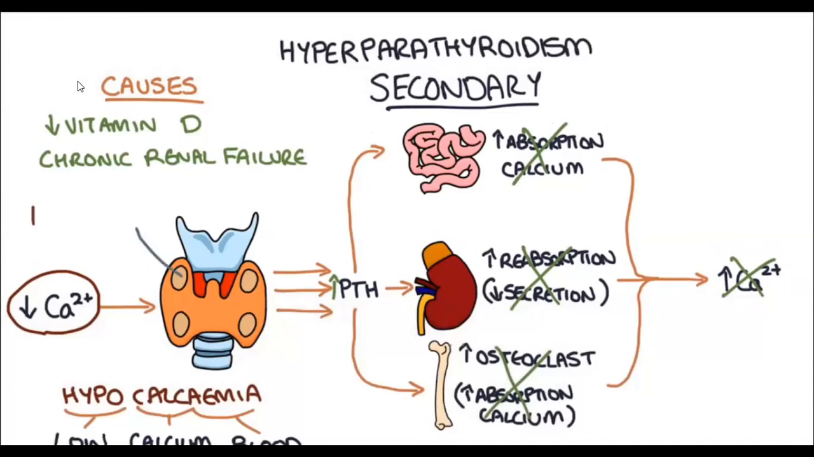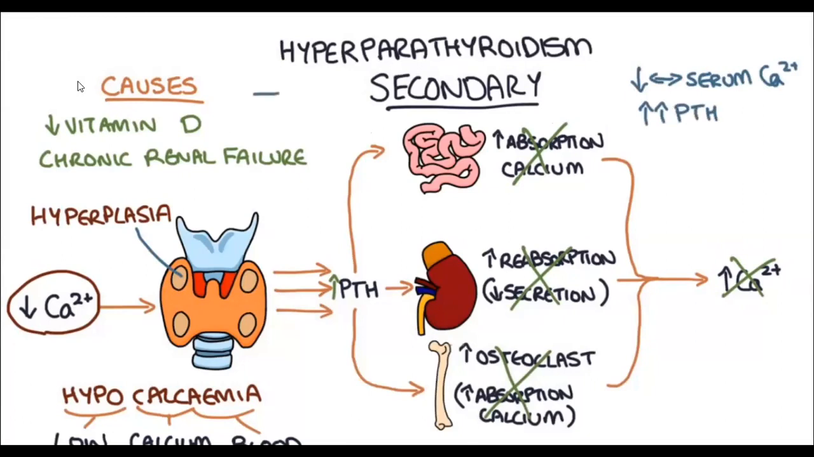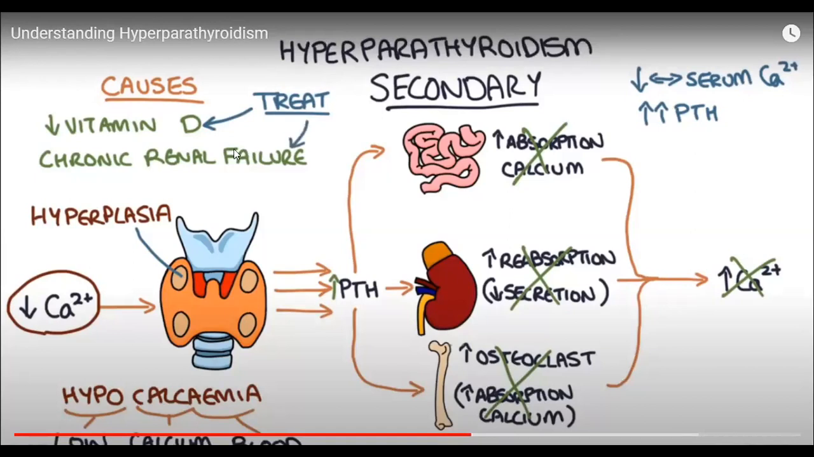This is called hyperplasia, and it leads to the glands becoming more bulky and secreting more parathyroid hormone as a baseline level. The serum calcium level will normally be low or normal, but the parathyroid hormone will be high in secondary hyperparathyroidism. And this condition can be treated by correcting the underlying cause, like the vitamin D deficiency, or doing a renal transplant in patients with renal failure.